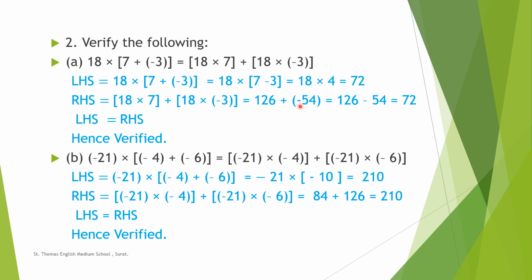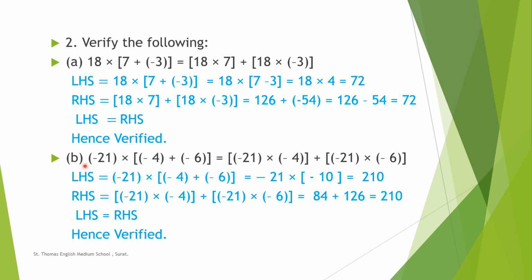126 plus minus 54. So one positive number, one negative number you have to subtract. So 126 minus 54, answer is 72. You can see here LHS and RHS are same. So LHS is equal to RHS, hence verified.